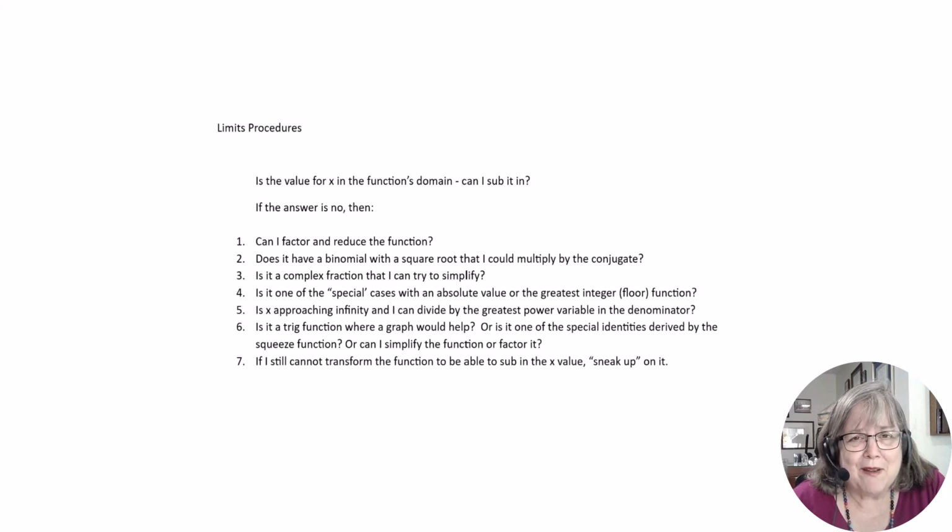But always, always, always, your very first question when you look at a limit should be whether you can sub the number in that they're curious about. As x goes to, say, 16, is 16 in that function's domain? If it is, then just sub it in, and you don't have to go through the rest of this list. So that should always be your first question. I think the sneak up on it method should always be your last method. Some people put it right before trig. I just put it at the very end.